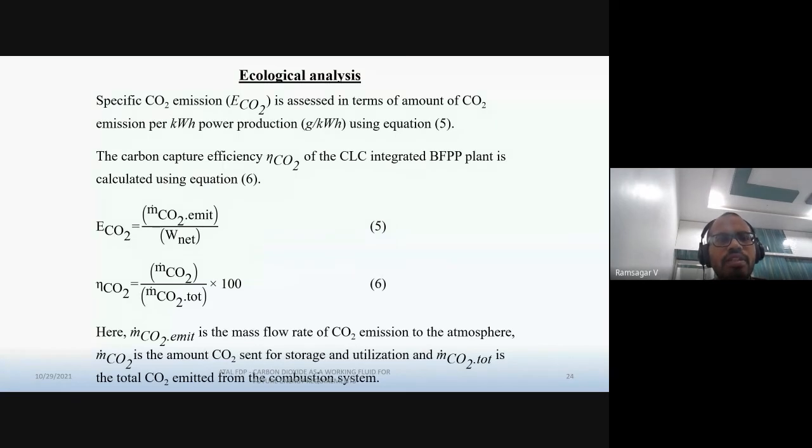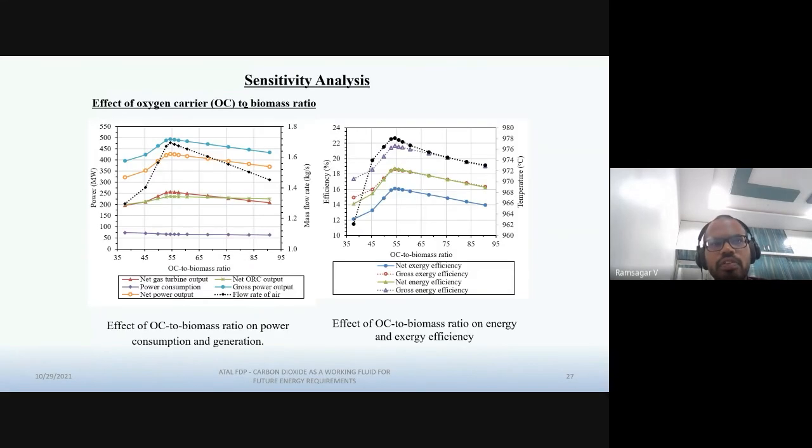An ecological assessment can also be done by finding out the specific CO2 emission and carbon capture efficiency. Specific CO2 emission is the amount of CO2 released per unit amount of net work generated. Capture efficiency is the amount of CO2 captured from the total amount of CO2 generated. So using these formulas, you can calculate the energy and exergy efficiencies.